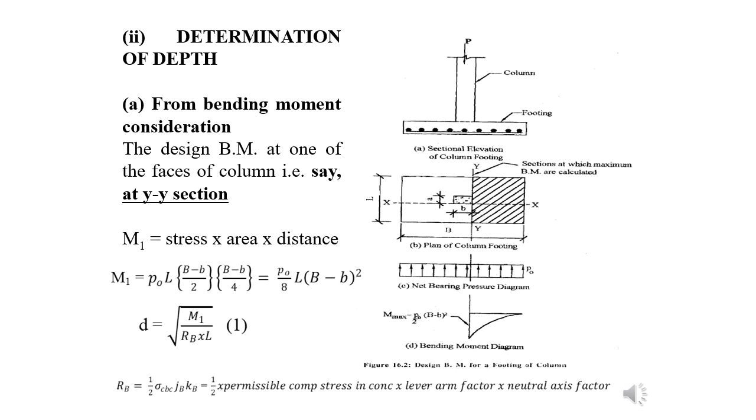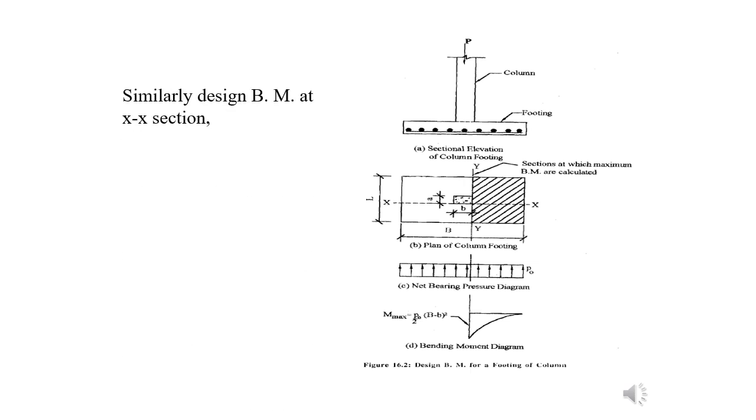The resisting moment formula is 1 by 2 sigma CBC into J into B into K, where sigma CBC is the permissible compressive stress in concrete, J is the lever arm factor, and K is the neutral axis factor. What is lever arm? What is neutral axis? Yesterday's lectures I told you. Similarly, we also have to calculate the bending moment along the x-axis direction, right?